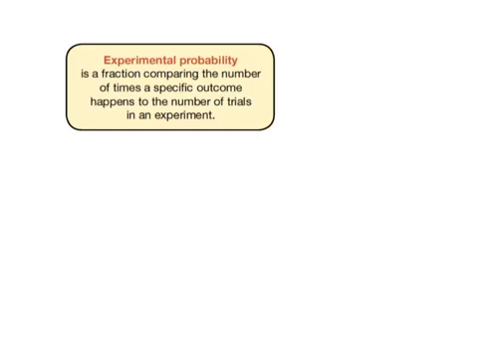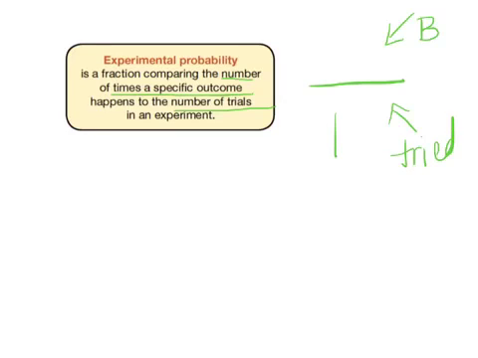Remember, an experimental probability is also a fraction comparing the number of times a specific outcome happened to the number of trials. So the number of times we had that outcome, so blue, for example, to the number of times we tried it, which was, in this case, 100 times, and 43 times is what we got blue. So that would make that our experimental probability.